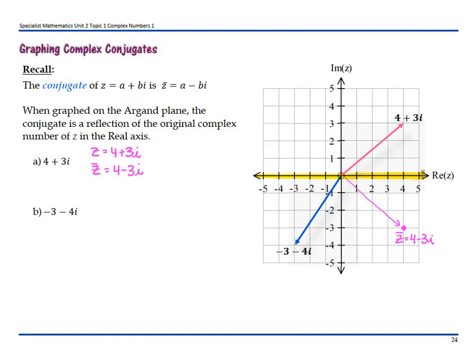If I have negative 3 minus 4i, I'll call this w, equals negative 3 minus 4i, our conjugate is going to be negative 3 plus 4i. So going to our Argand diagram, we're up there. This is w bar, our conjugate, negative 3 plus 4i. Okay, and that is a reflection of negative 3 minus 4i.